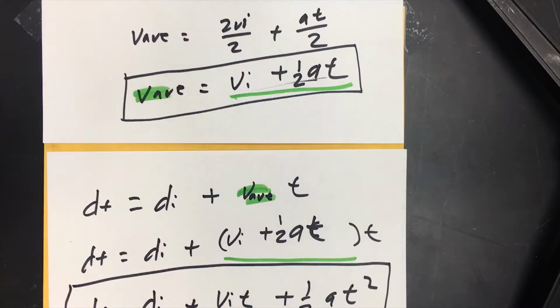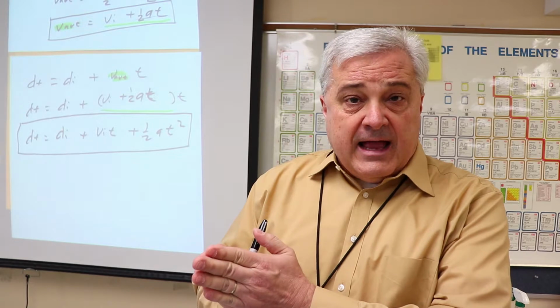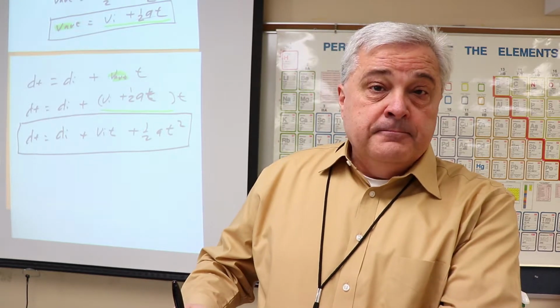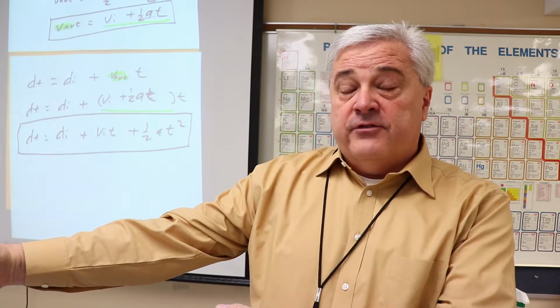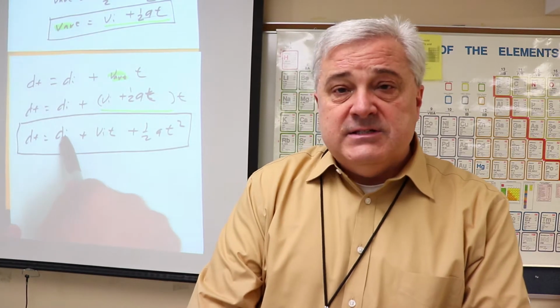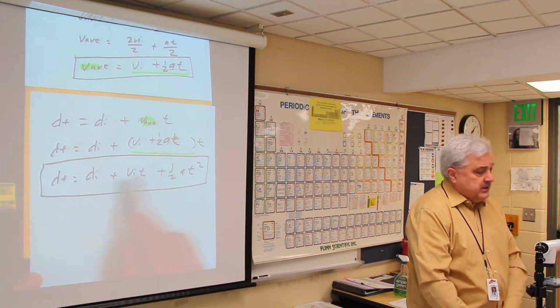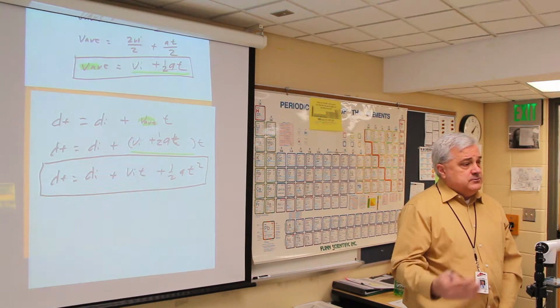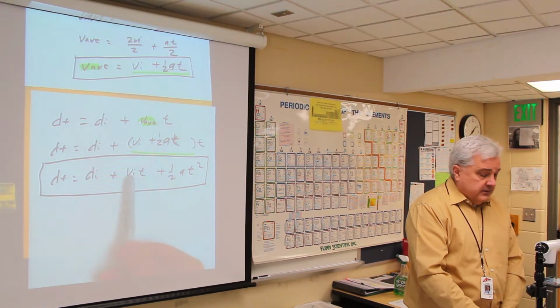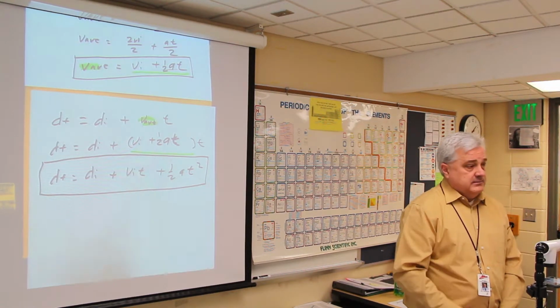If there is no d sub I, if the reference point is the origin, like a runner on the track who begins at the starting line, and then 5 seconds later, how far are they from the starting line? D sub I is 0. That term goes away. If there's no d sub I and no acceleration, we end up with VIT, which is back to how fast it is going times t.